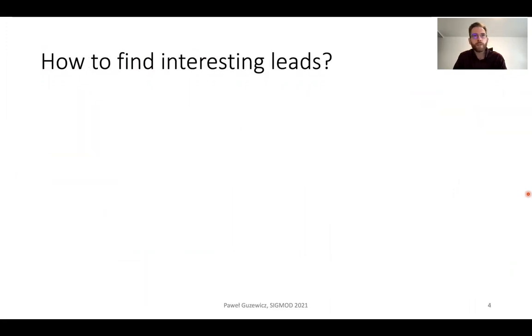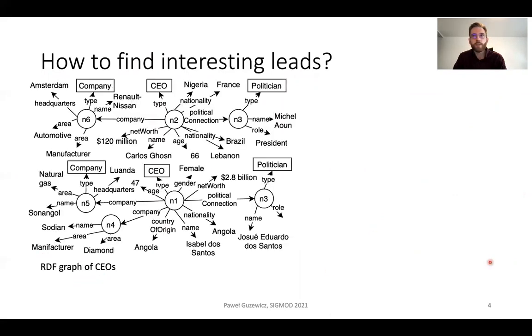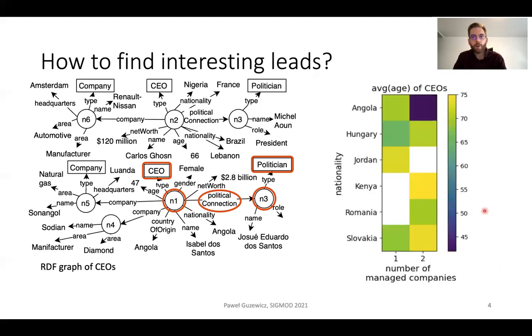Well, we focus on exploring large heterogeneous RDF graphs like this one about chief executive officers. For instance, the journalist can analyze CEOs from different countries and their political connections. We run analytics over such graphs to find interesting leads. In this work, the interesting leads are aggregates. We can plot a heat map of average age of CEOs based on their nationality and the number of companies they manage. In this complex graph, we observe an interesting insight.